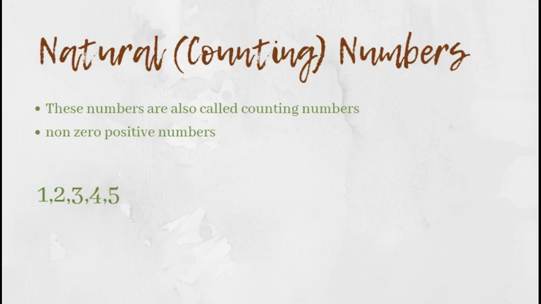So what is a natural number? These are numbers that are non-zero positive numbers, and they also are called counting numbers. So these are the ones that you start learning when you're little: 1, 2, 3, 4, 5.